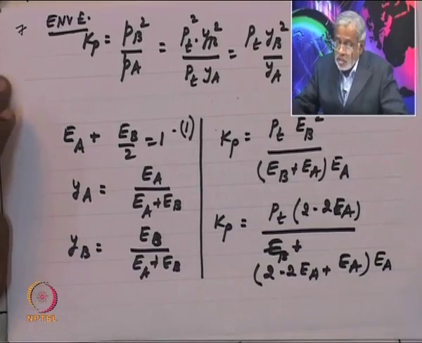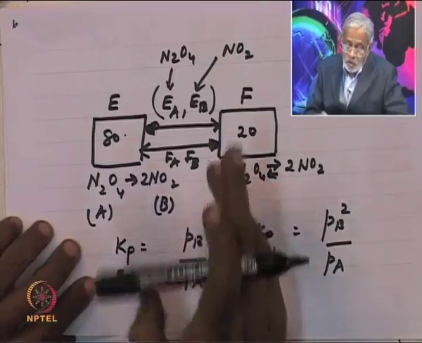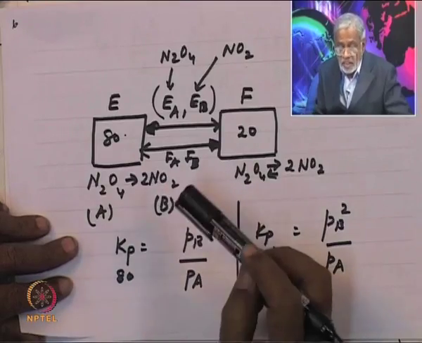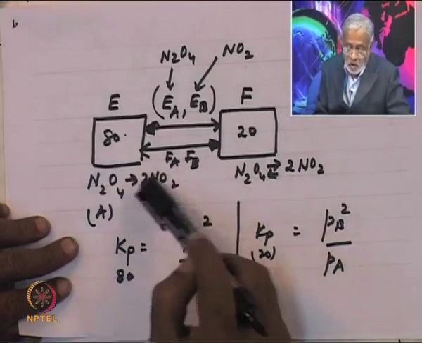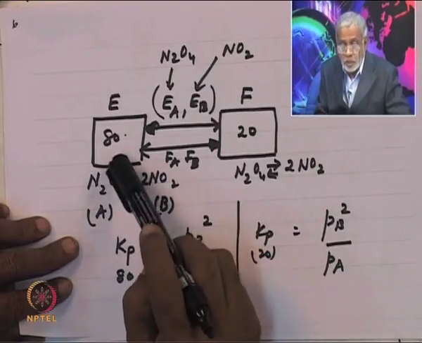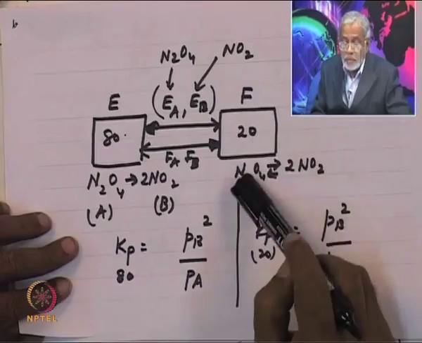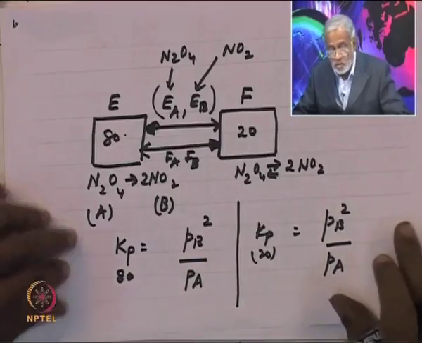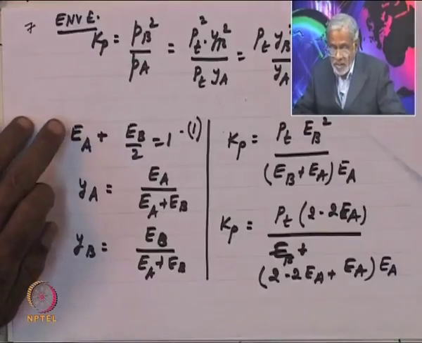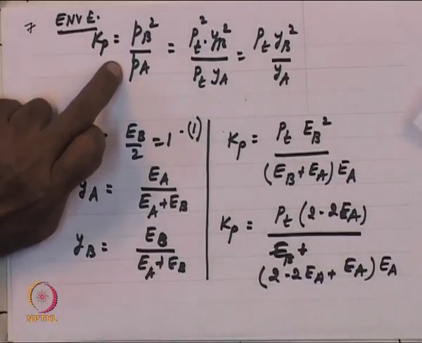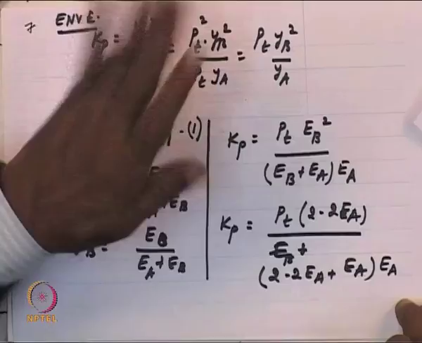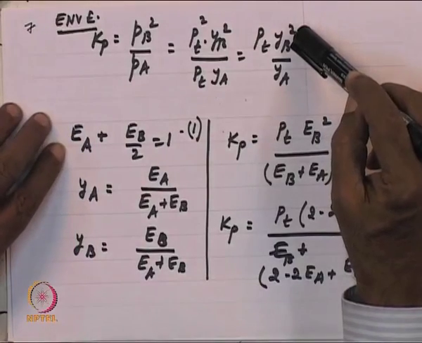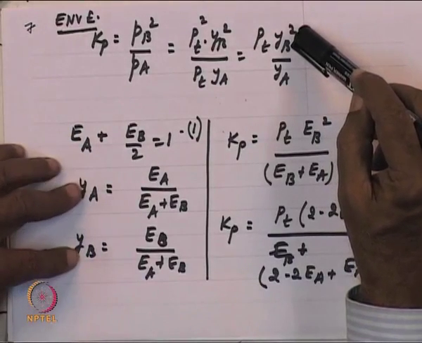Let me just run through this whole thing once again. We have two environments, one at 80, one at 20. The reaction N2O4 to NO2 is instantaneous. Therefore, the composition of this mixture at 80 will be determined by its equilibria. Similarly, the composition of the mixture at 20 will be determined by the equilibria. The equilibrium constants at 80 and 20 are given. Since both these environments are well mixed, K p, which is P b squared by P a, can be expressed in terms of y b and y a, and so on. Therefore, we are able to express K p in terms of total pressure and mole fractions, and the mole fractions y a and y b come from basics.